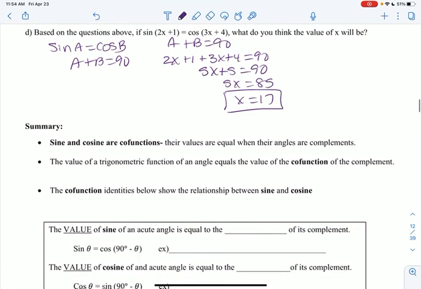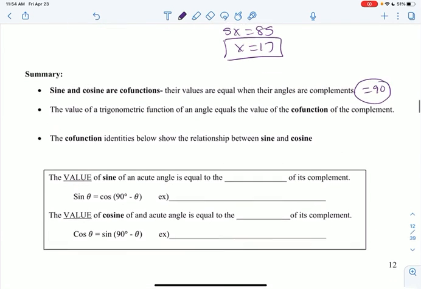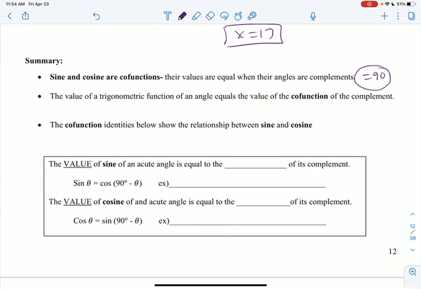All right, so a quick little summary of everything. Sine and cosine are referred to as cofunctions. Their values are equal when their angles are complements. That means when they equal 90. The value of a trigonometric function of an angle equals the value of the cofunction of the complement. The cofunction identities below show the relationship between sine and cosine. So the value of sine of an acute angle is equal to the cosine of its complement. So sine of theta equals cosine of 90 minus theta. An example, sine of 27 equals cosine of 63. Notice those angles have to equal 90.